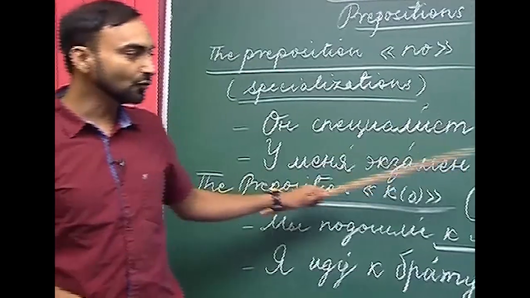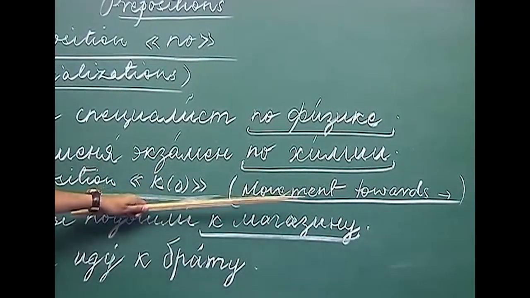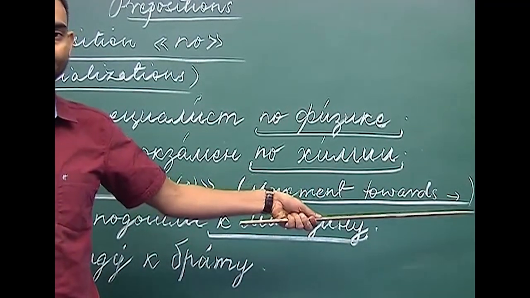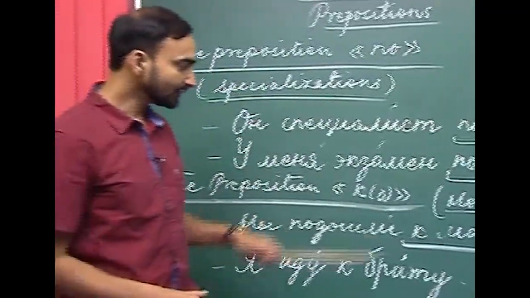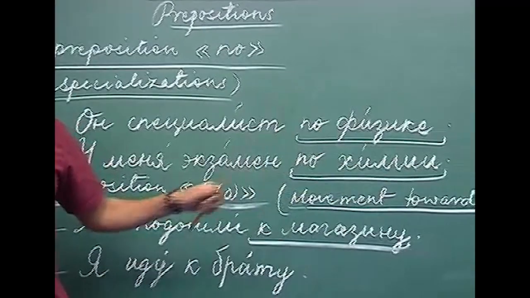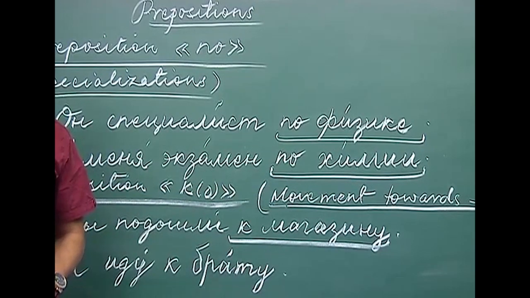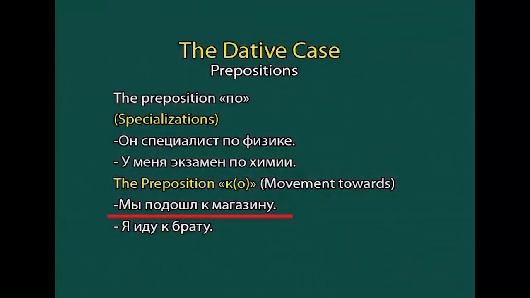Ke denotes the movement towards something or someone. Basically, it can denote the movement towards an inanimate being as well as an animate being. If you are using an animate noun, the question will take kakamu. If you are using an inanimate noun, the question will take kchimu. For example, mi padashli k magazinu.